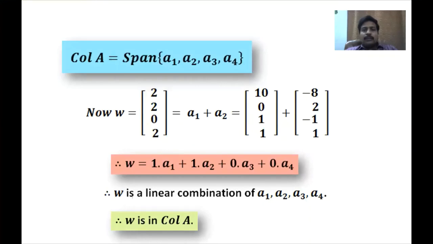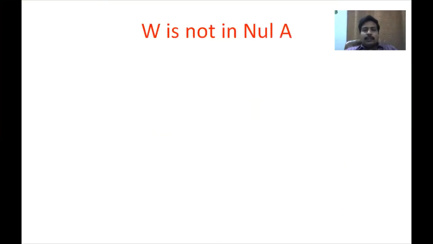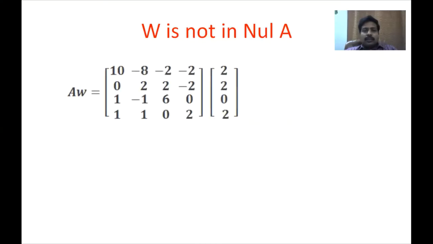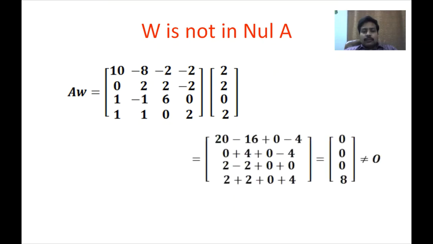So let us now check whether W is in the null space or not. To check whether it is in the null space or not, we just have to multiply A and W. After multiplication of this matrix carefully, since it is 4 by 4, you will get 20 minus 16 plus 0 minus 4. So 20 minus 20 is 0.